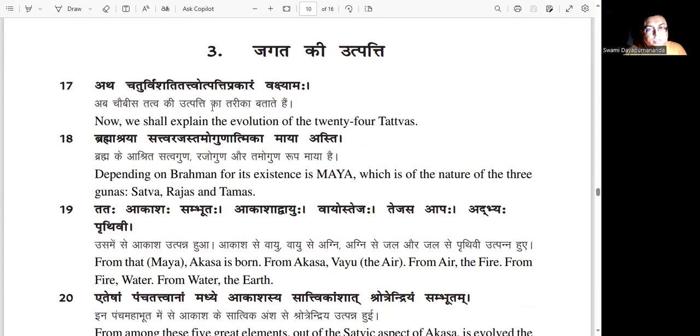He says Maya is of the nature of three gunas, Sattva, Rajas and Tamas. These are the three constituents of Maya. These are not its qualities, they are the main constituents of Maya. It's the very nature of Maya. We'll come to details about that. First he says, in these 24 tattvas, 24 principles, he begins with the Akasha.